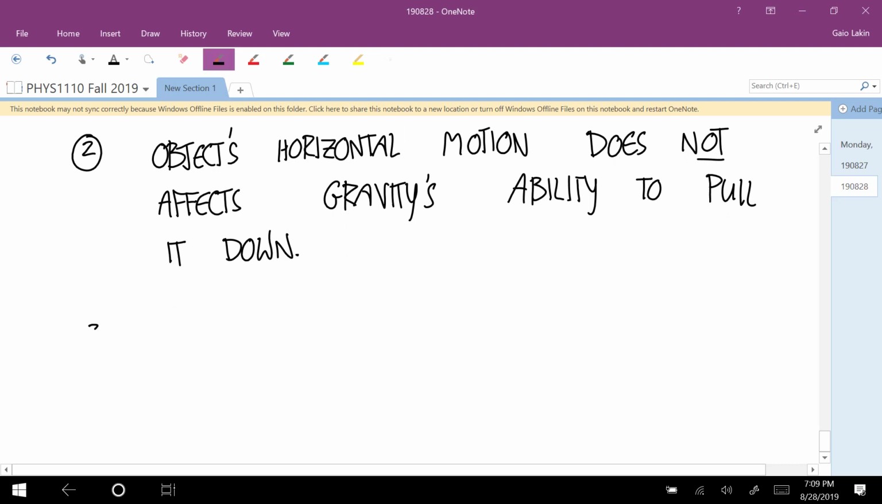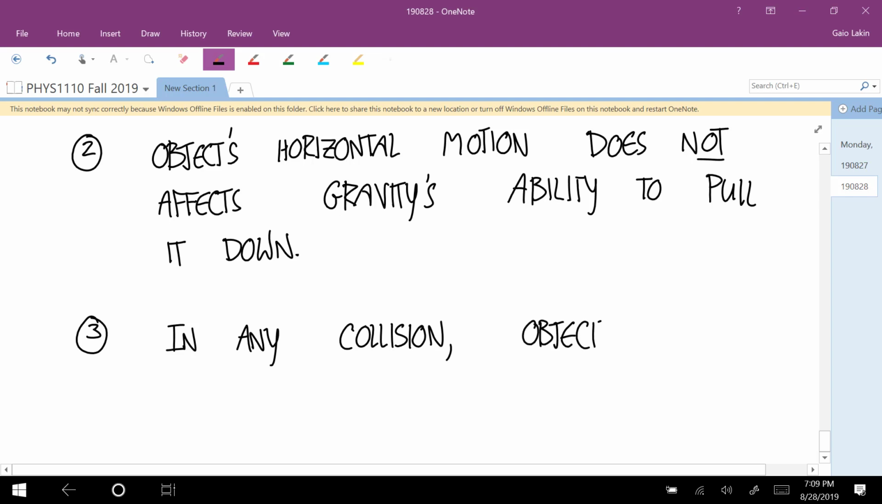Third common misconception. In any collision, actually any time two objects are in contact, the objects apply the same size forces to each other.